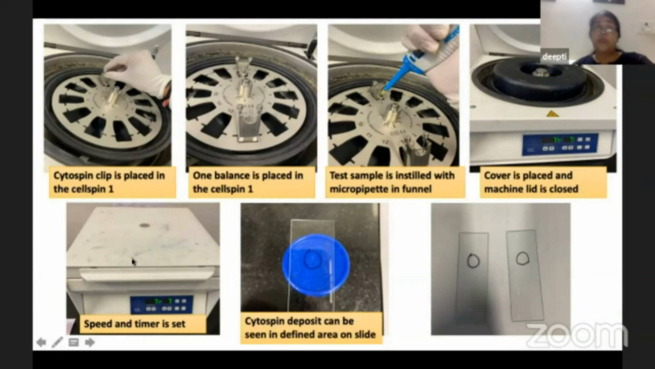Staining, as I mentioned, can vary according to the type of sample you are processing. Routinely we do the Romanowsky stain, Giemsa stain, and Pap stain, and if we are suspecting any organism, we can do the GMS stain.